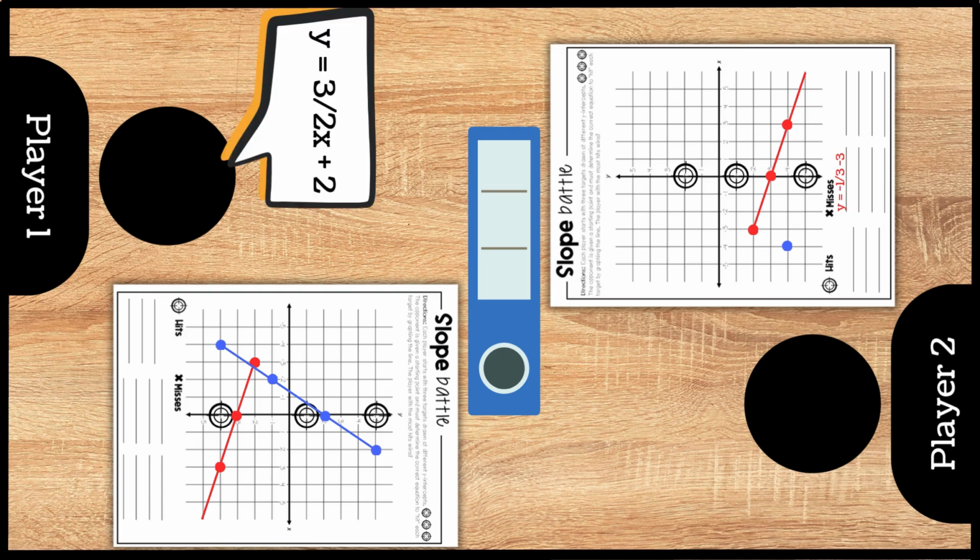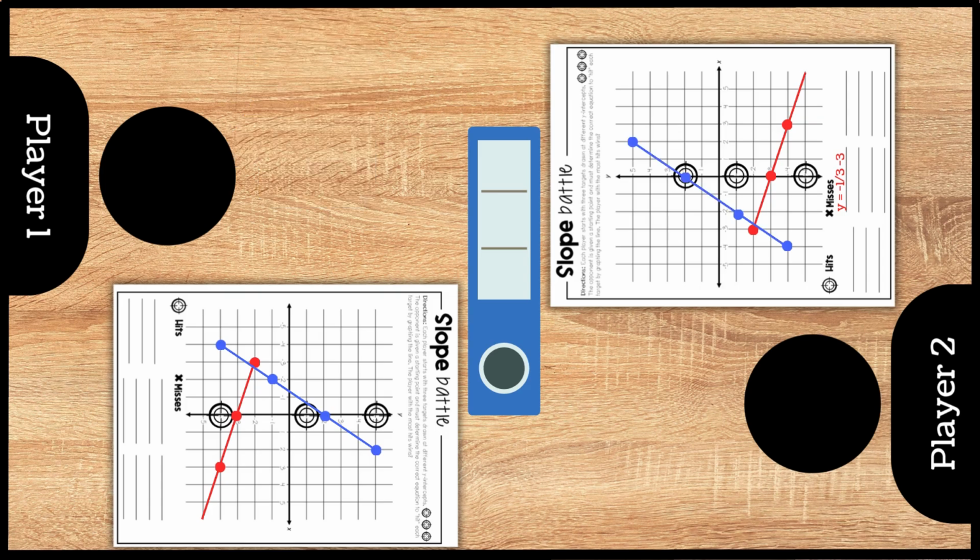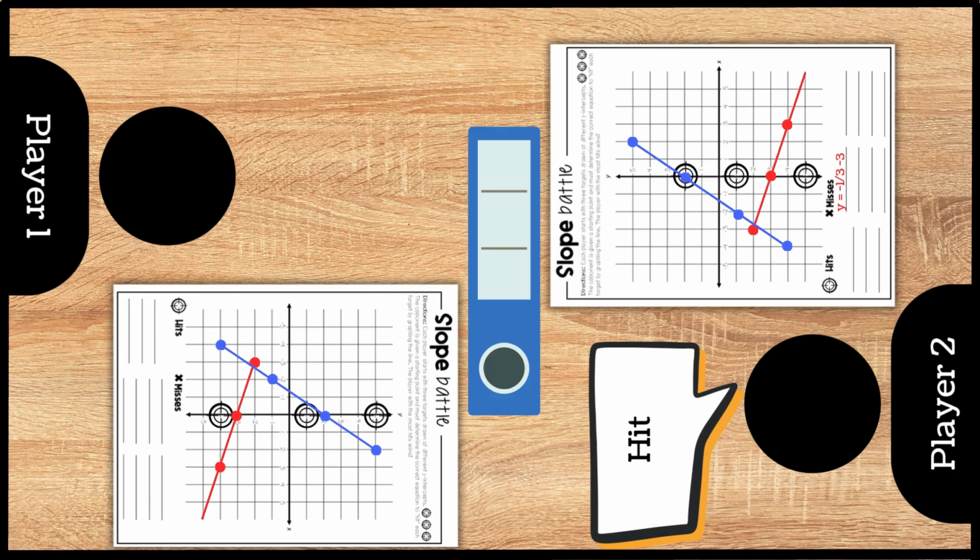Player 1 tells player 2 the linear equation. Y equals 3/2 x plus 2. Player 2 graphs the equation on the coordinate grid. And in this example, player 1 hits a target. Player 1 will write that equation under hits to keep track of the hits.